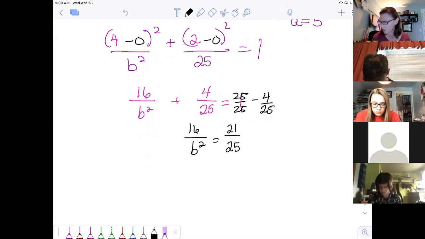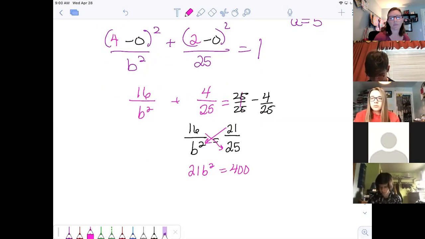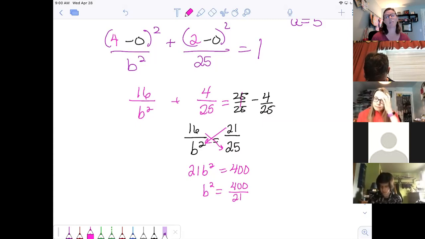And Darby said you do need to cross multiply. So we would have 21b squared, and 16 times 25 is 400. You're solving for b squared. You don't need to take the square root of it because the standard form has b squared in it. So when you divide by 21, you're going to leave it as 400/21. And then that's your b squared value. So I can take out my b squared and replace that with 400/21.